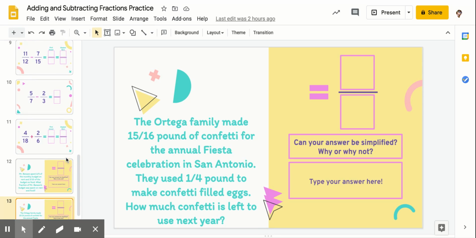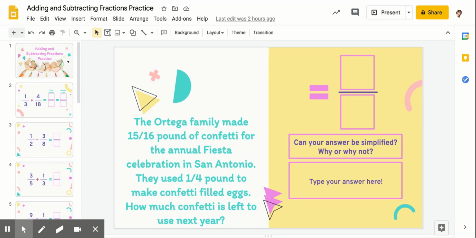So there are 12 questions that you have to complete, all pretty straightforward, all adding or subtracting with fractions, just like what was explained earlier on in the video lesson. We will go over whatever questions y'all want to go over when we meet back up later today.